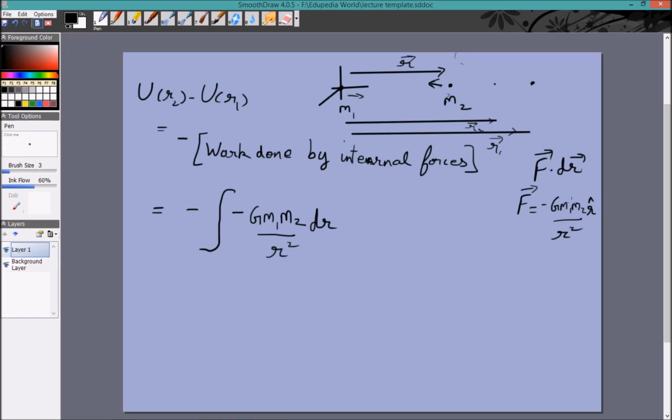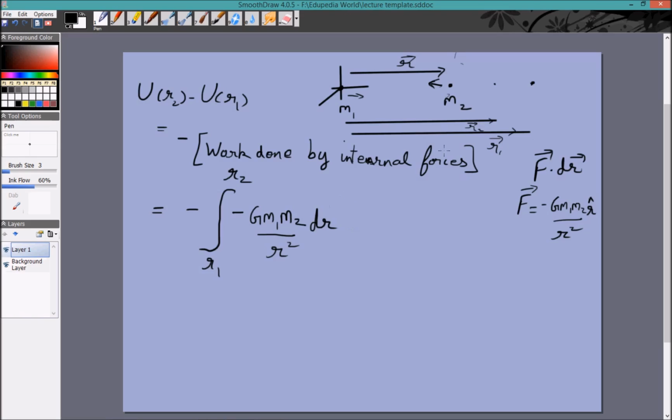Right, now the vectors have gone away because we take the dot product, and r hat dot dr hat will simply be the magnitude of dr because mod of r is 1 and they both face in the same direction. What will be the limits? We are taking r from r1 to r2. Now r1 is the magnitude of the position vector r1 and r2 is the magnitude of the position vector r2. So I'll repeat this once again. Minus g m1 m2 by r squared dr is the work done by the gravitational force.